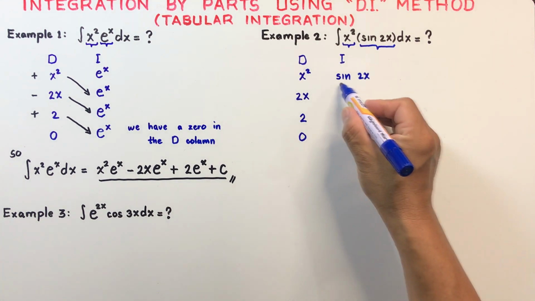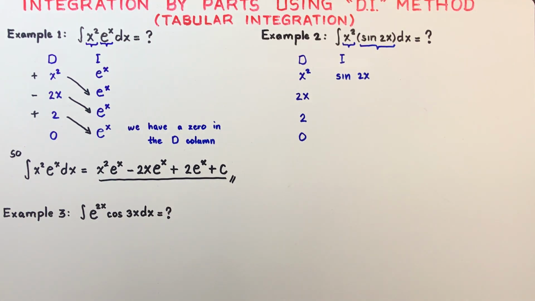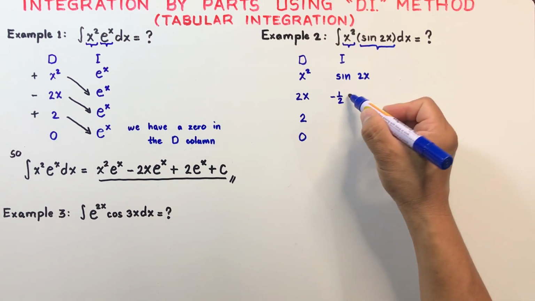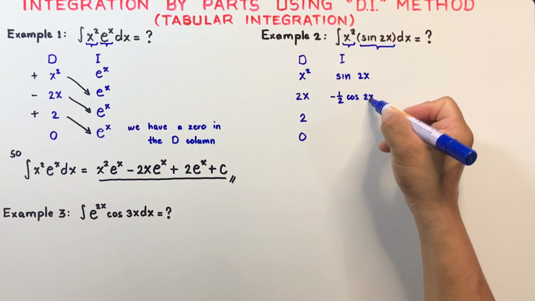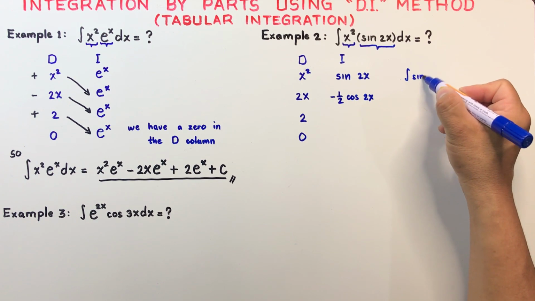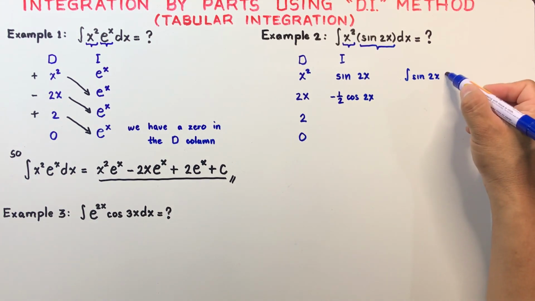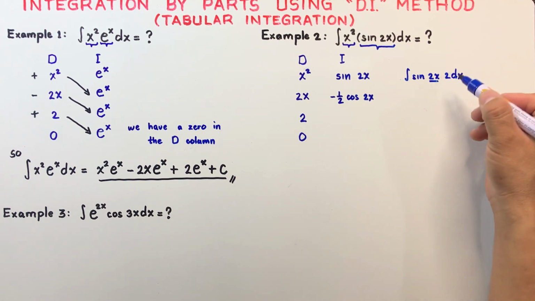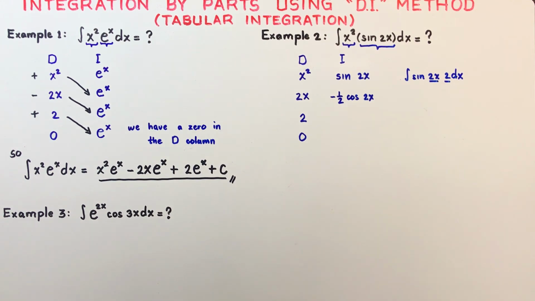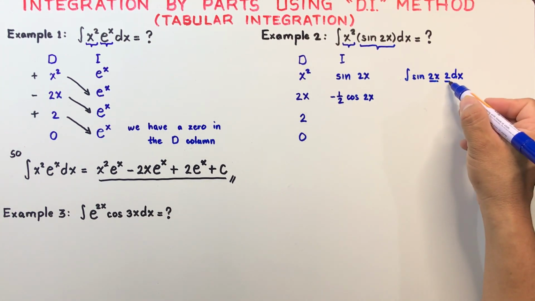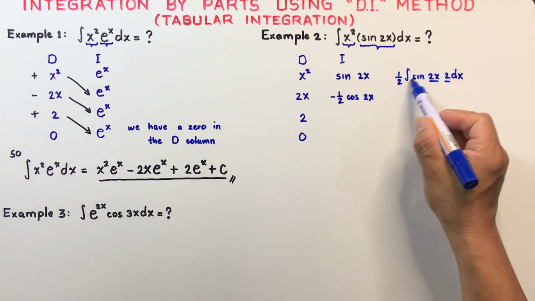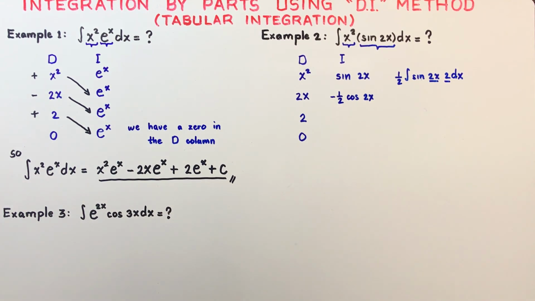But I also need to get the integral of sine 2x. And the integral of this is negative 1/2 cosine 2x. Why? Because when you integrate sine 2x, you need to have a 2 by the chain rule, the derivative of 2x, which is 2. But actually, I don't have a 2 here, so to have a balance, I need to multiply by 1/2. And we know that the integral of sine is negative cosine. So that's why we have negative cosine 2x.